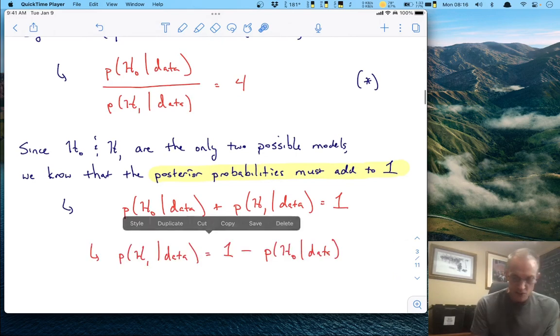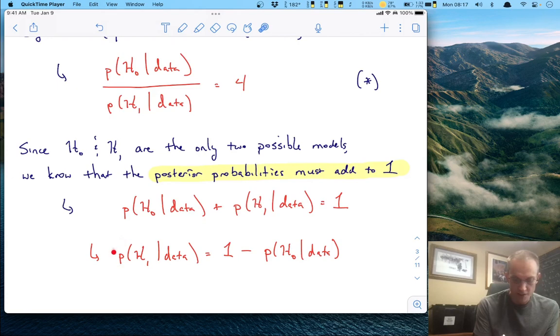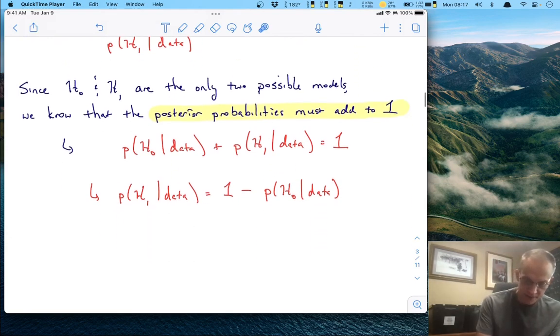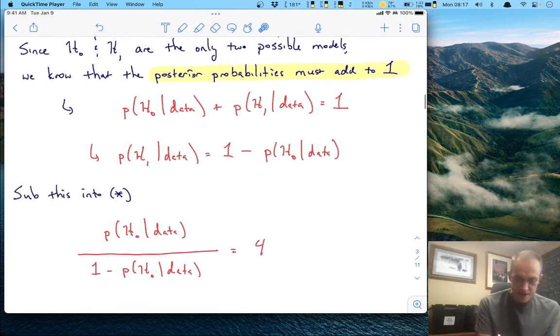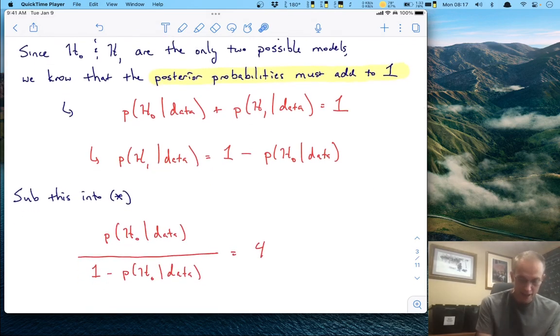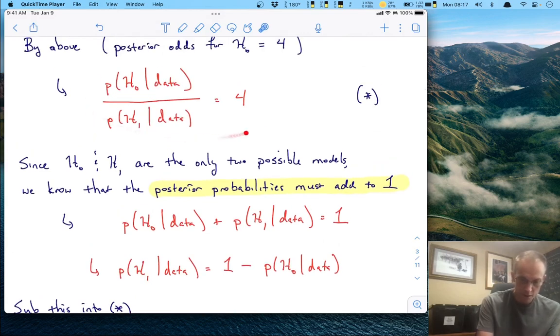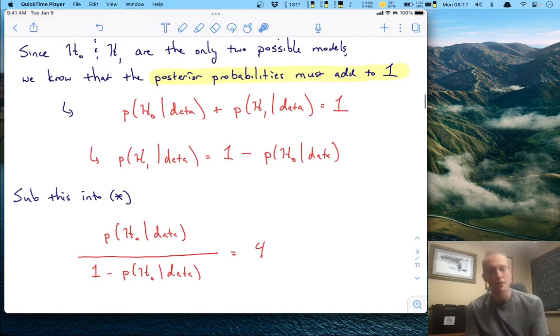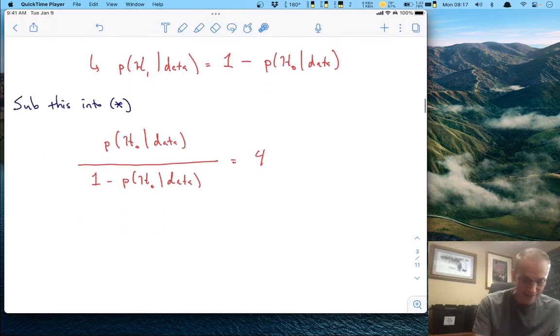So let's do that. Let's recast this equation that we just got in terms of H1. So the posterior probability of H1 is equal to 1 minus the posterior probability of H0. Now let's sub that in to equation star. Let's see what that looks like. Okay. So now, instead of having an equation like we had above, we're now going to have one that looks a little bit more complicated. But the key here is that the only unknown, so to speak, is this posterior probability. So let's do a little bit more algebra and see if we can get it by itself.